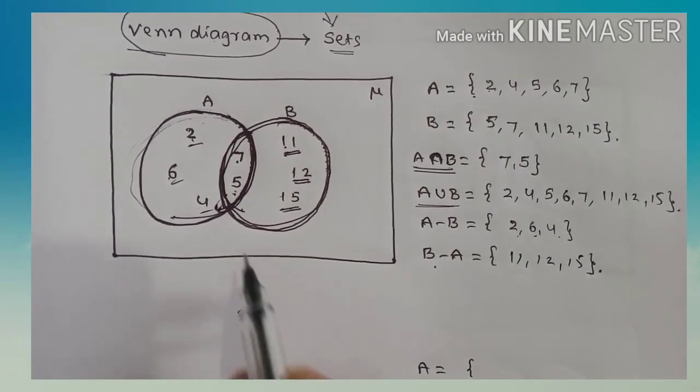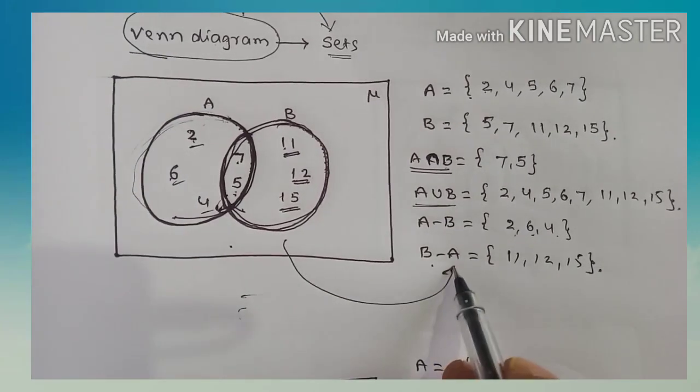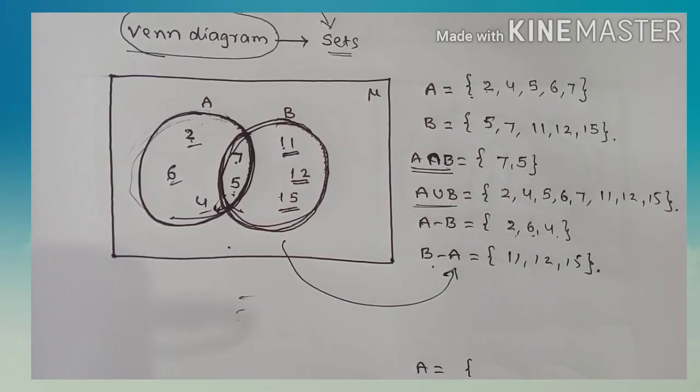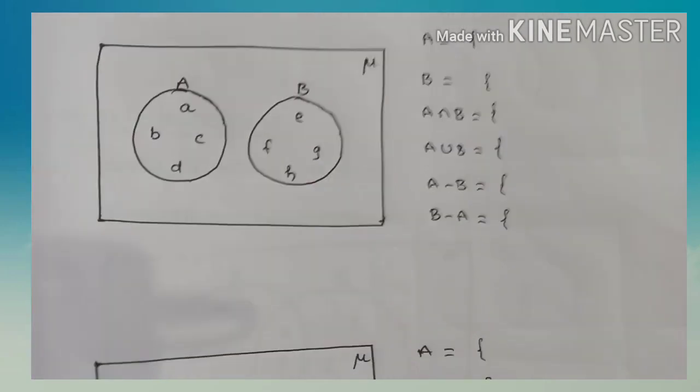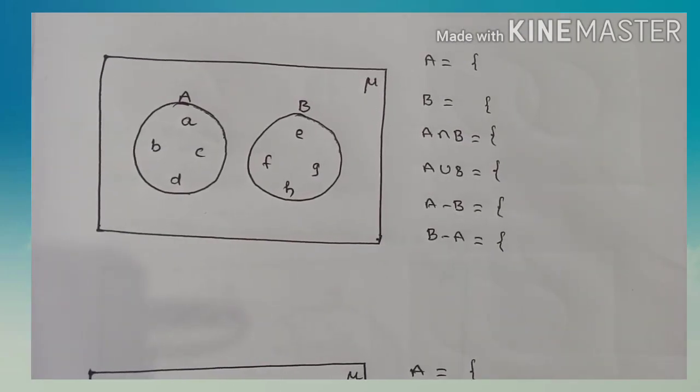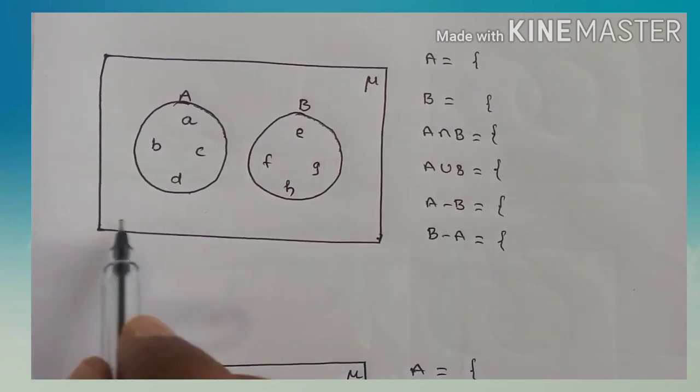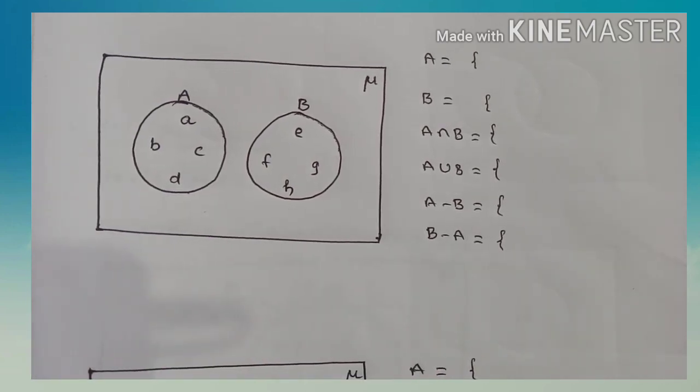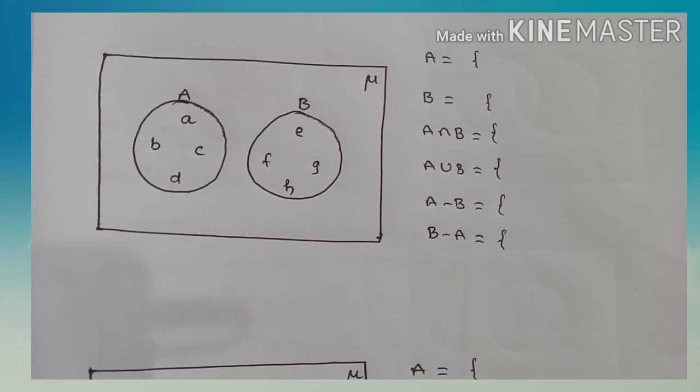This is a type 1 diagram. They can form its sets. Next, type 2 diagram, which are disjoint sets. If they give sets, the question will be of this type. From the adjacent Venn diagram, write the following sets.